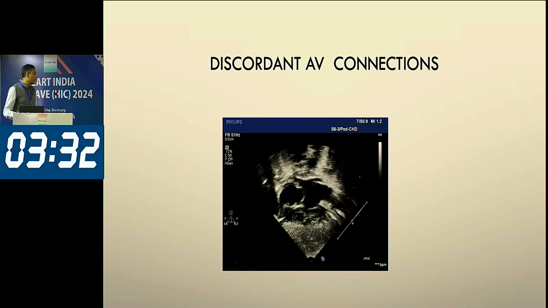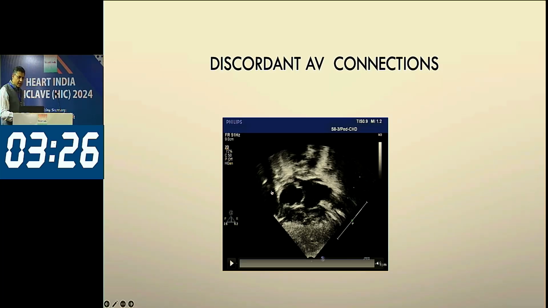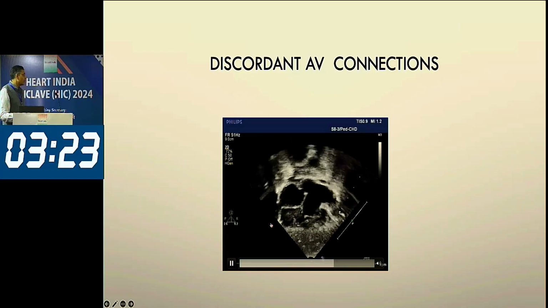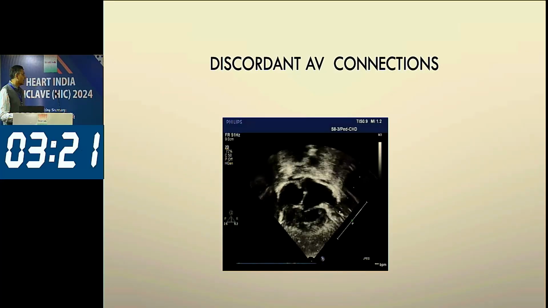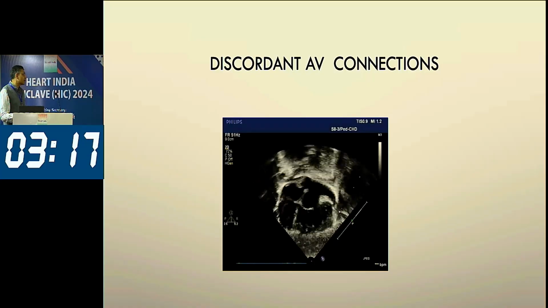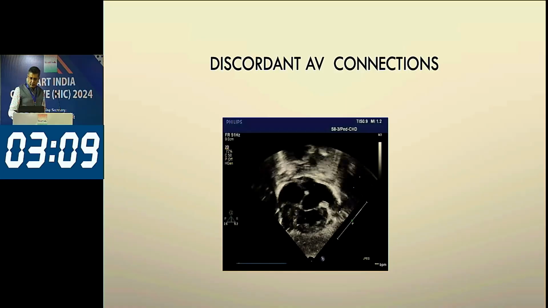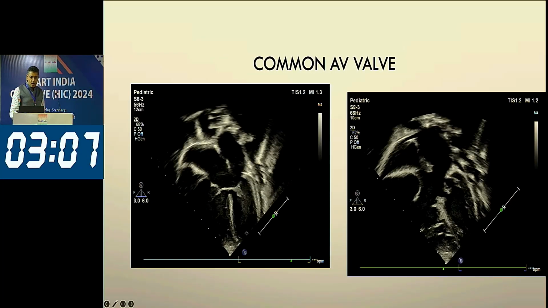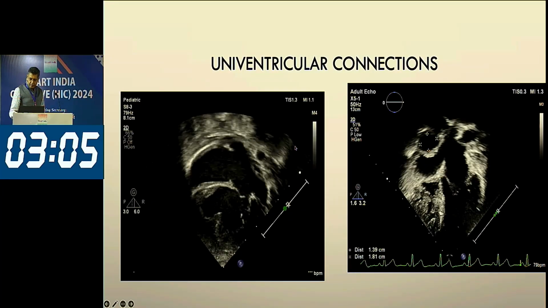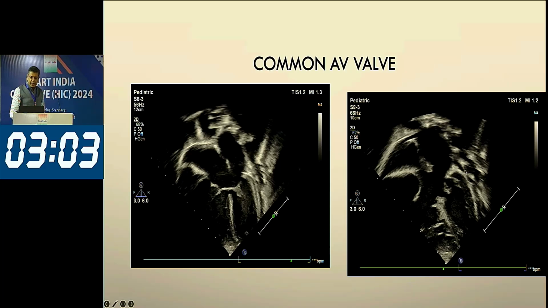Discordant atrioventricular connection: the right atrium gets connected to the LV and the left atrium gets connected to the RV. You can see the left atrium and the right ventricle, because this has a moderator band here. This is a smoother looking ventricle, which can be identified by its shape, and this is the right atrium. Connections are discordant. Common AV valve, where we have an AVSD.